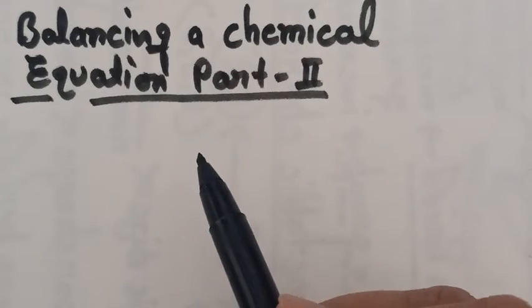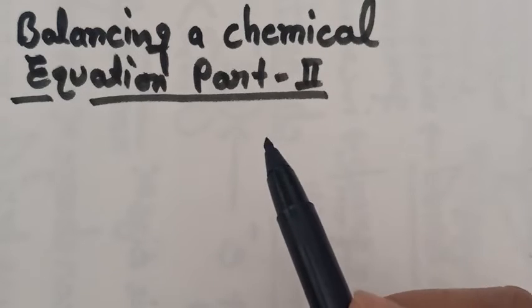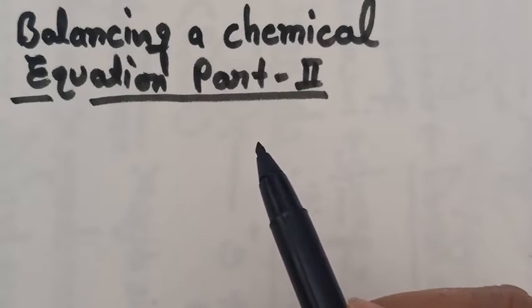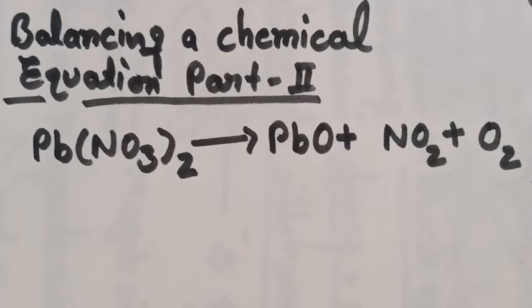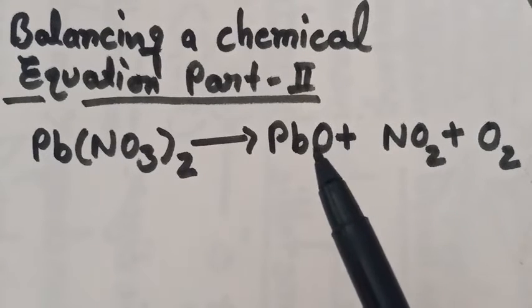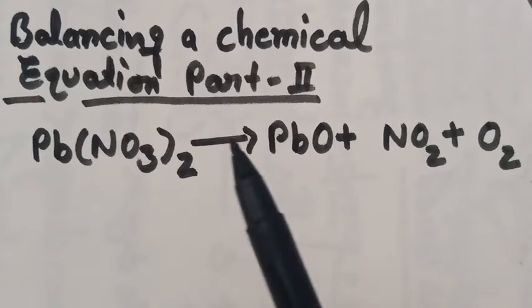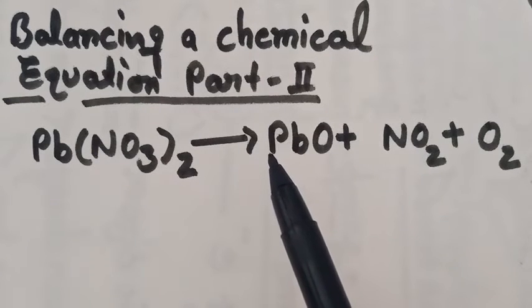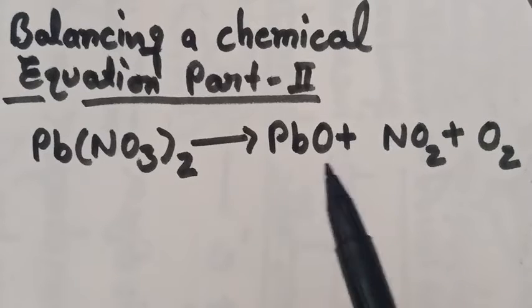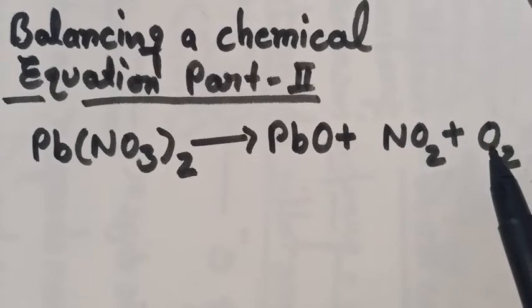When lead nitrate crystals are strongly heated, they decompose to form lead monoxide, nitrogen dioxide and oxygen. So student, this is the chemical equation. Lead nitrate crystals decompose on strong heating to form lead oxide, nitrogen dioxide and oxygen.